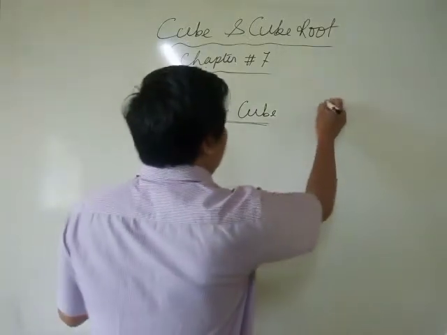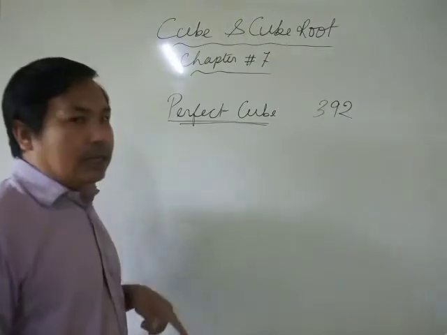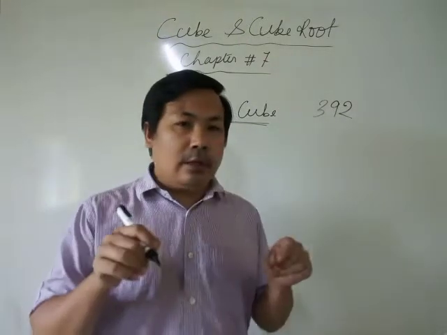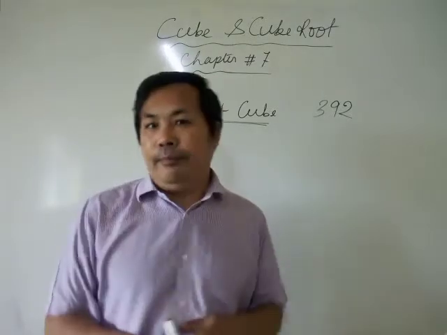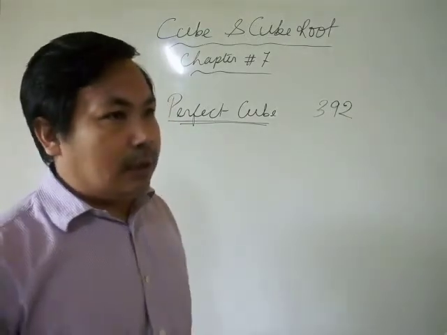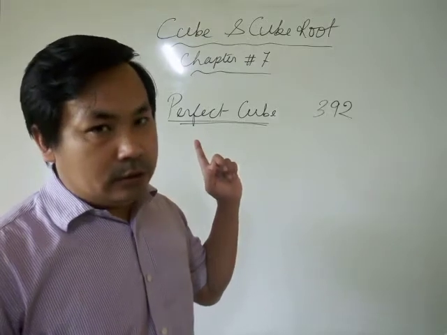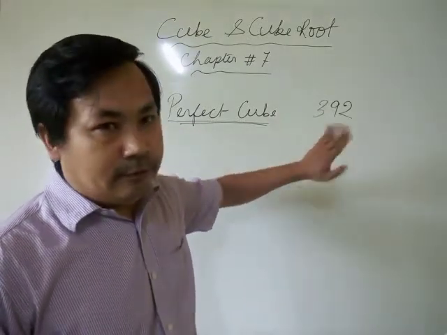For example, this 392. Let us take this 392, and it is definitely not a perfect cube. So let us see what number will be multiplied to this number so that it becomes a perfect cube. Let us see how we can find out that number. It is the same process that we have done in square root also. We are going to find the prime factors of this number first, isn't it?